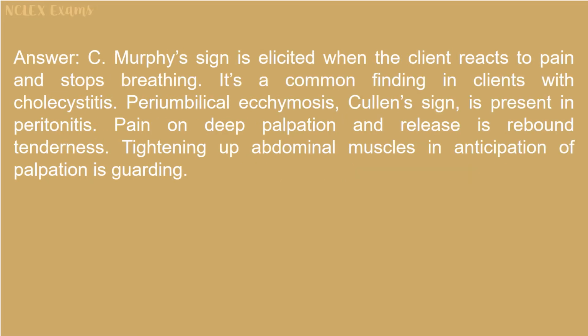Answer C. Murphy's sign is elicited when the client reacts to pain and stops breathing. It's a common finding in clients with cholecystitis. Periumbilical ecchymosis, Cullen's sign, is present in peritonitis. Pain on deep palpation and release is rebound tenderness. Tightening up abdominal muscles in anticipation of palpation is guarding.